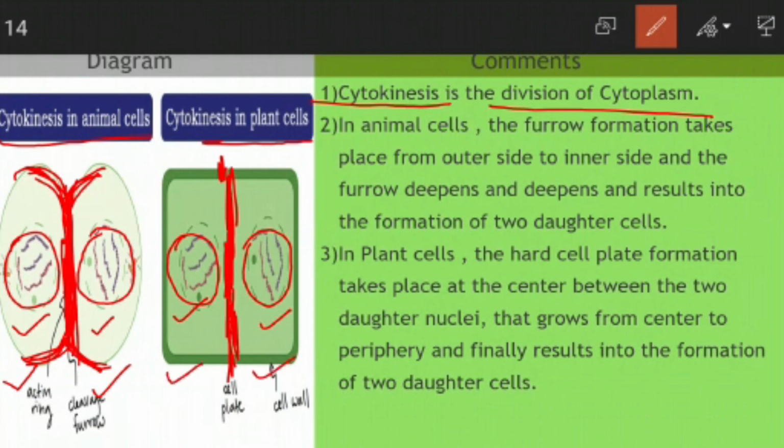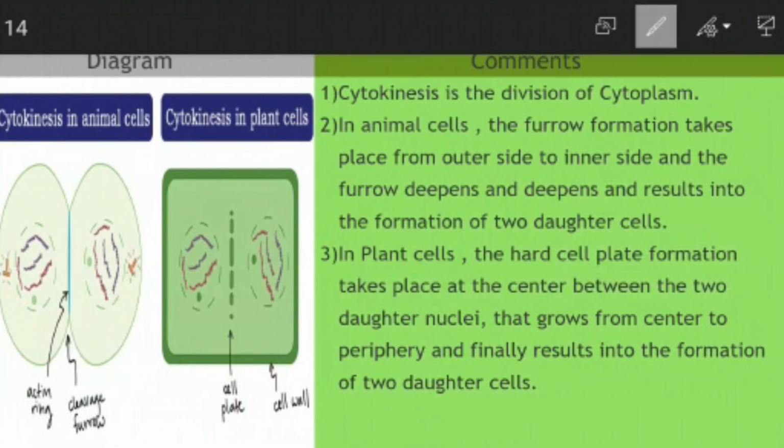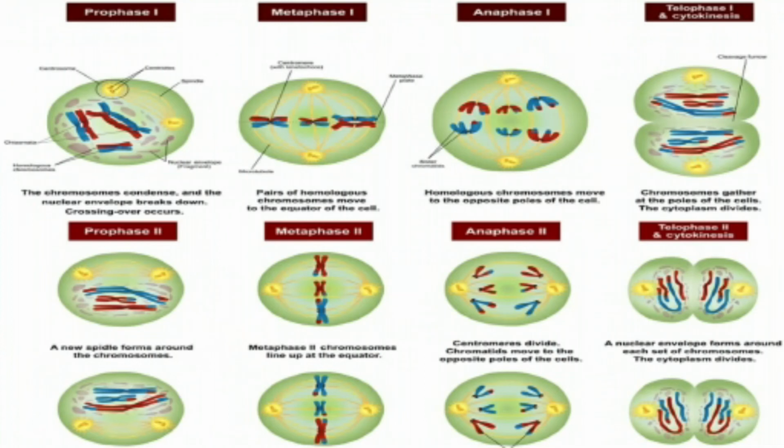So in animal cell, furrow development takes place from periphery to center and results in the formation of two daughter cells. While in plant cell, cell plate formation takes place in between two daughter nuclei, which proceeds from center towards the periphery and finally results in the formation of two daughter cells. So in this way cytokinesis took place and from one cell, two daughter cells are formed.